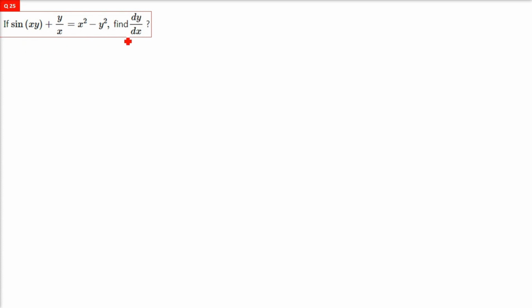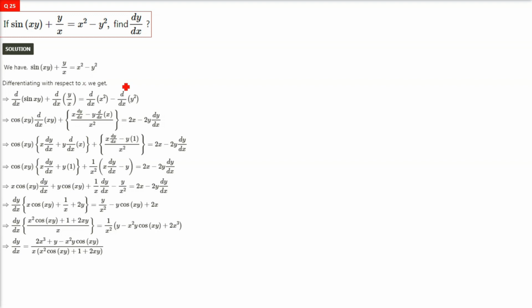If sin xy plus y by x is equal to x square minus y square. So here also same thing, just differentiation, bringing dy by dx on one side. There is no substitution, and nothing to be thought of. There is no trick actually. So the answer is what we need in R.D. Sharma's book. So that's what we will try to get. They are just saying dy by dx find out.